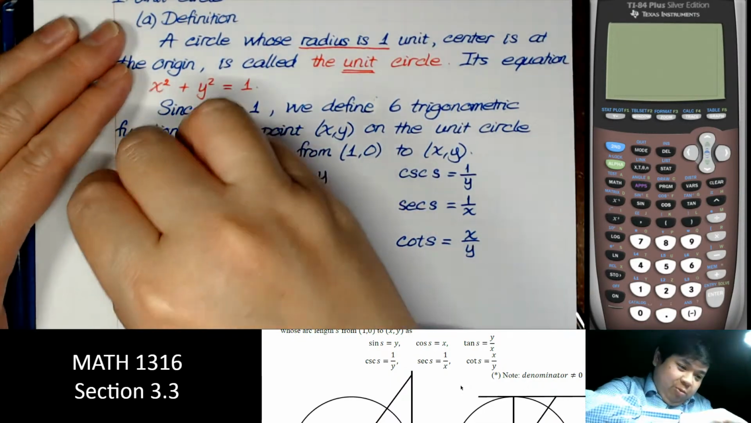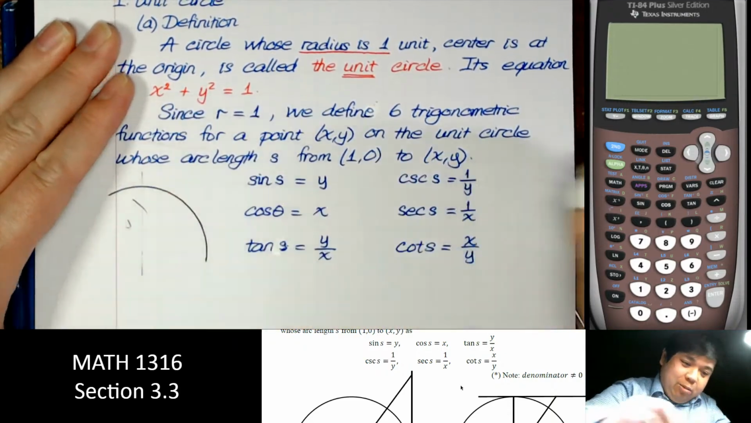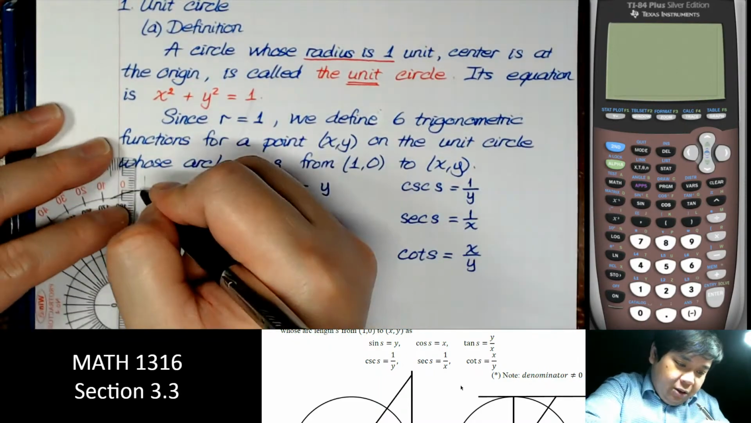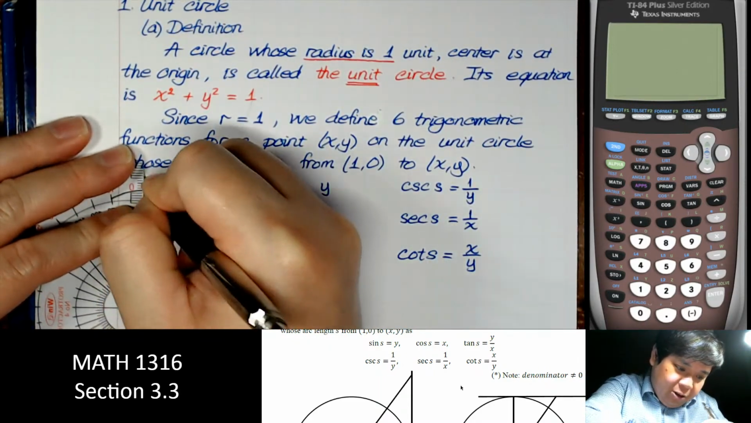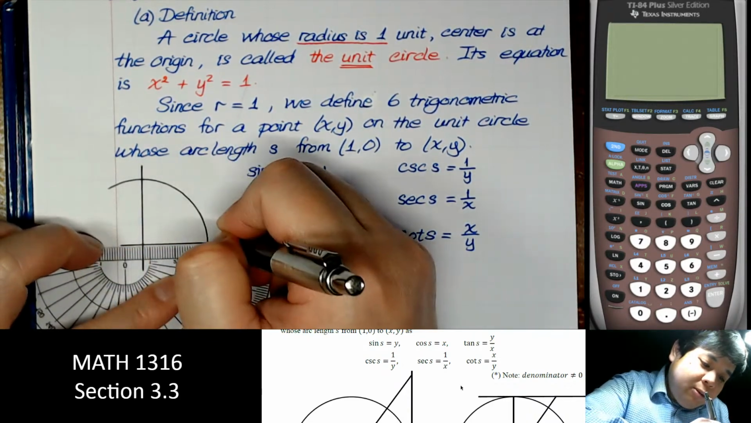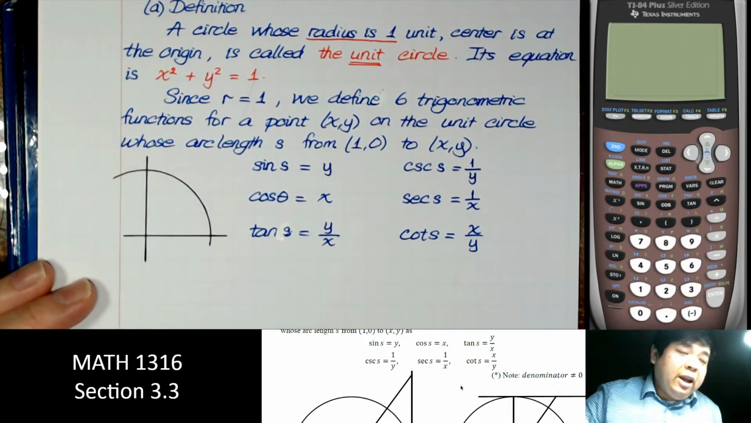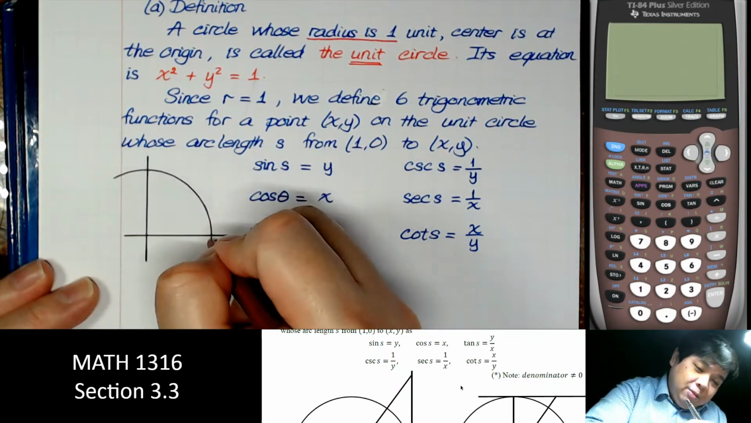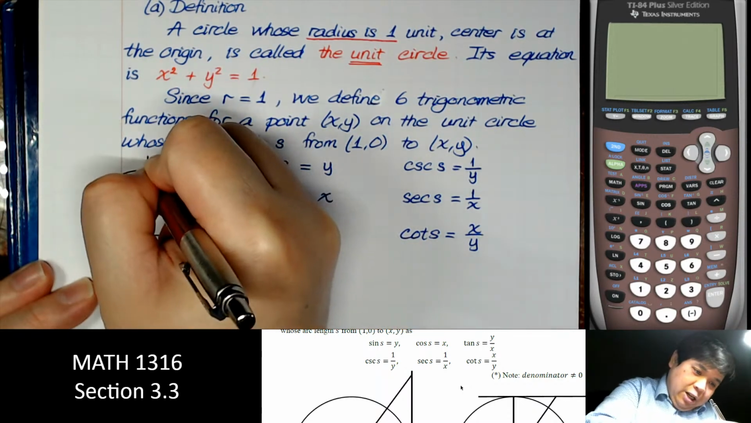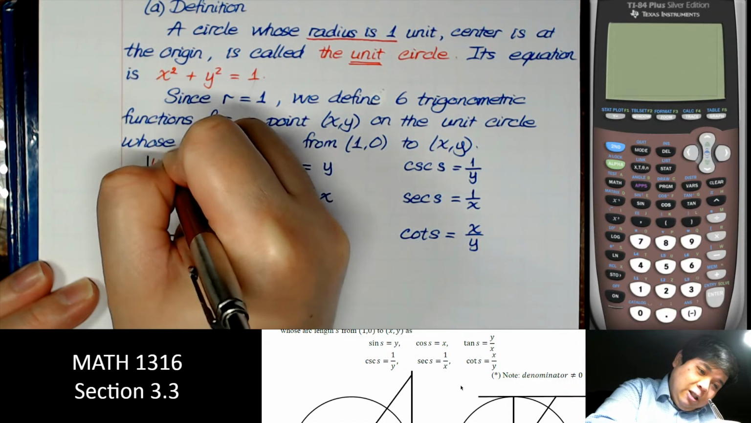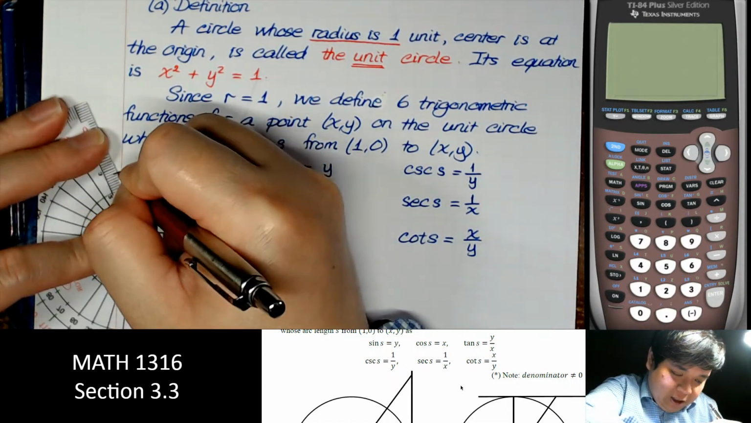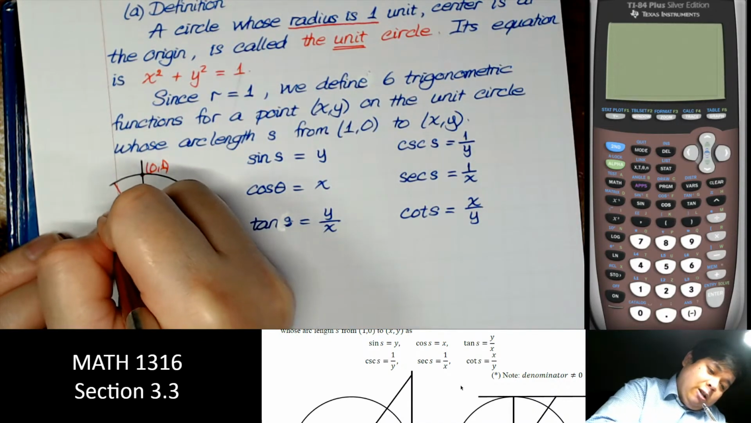Pencil is a bad choice. Difficult to see on the camera. Now, the radius is 1. So suddenly it will go to the point 1 and 0, and here the point 0 and 1, because the radius is r equal to 1.